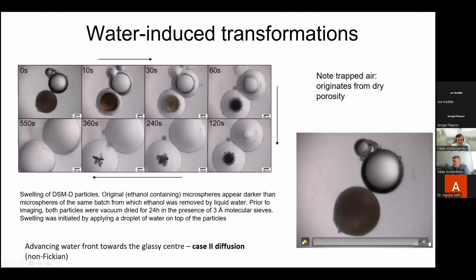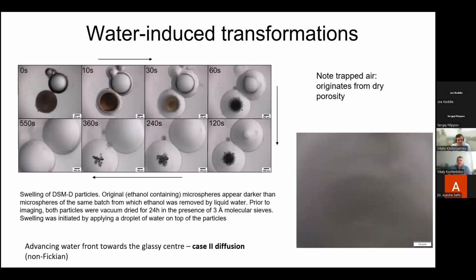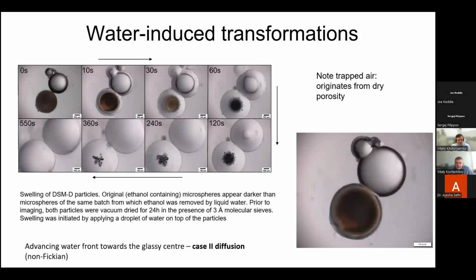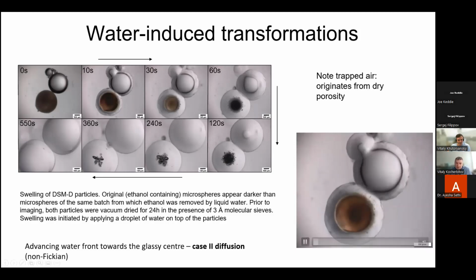Firstly, I will show you some slides showing the process of hydration. I actually started the video. I hope you can see it. The video is quite slow, so we can skip it and not go to the end, but it shows that when we apply water to dry particles, water starts to gradually penetrate the core, and I hope you clearly see the front which protrudes from the sides towards the center. This is our process of hydration.